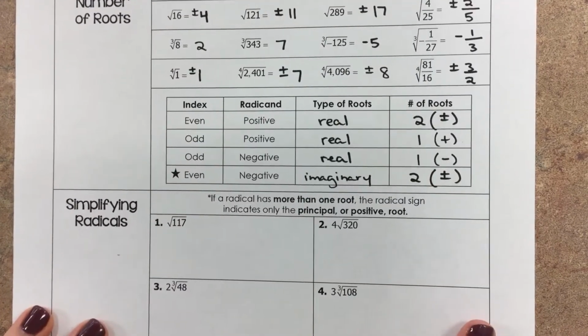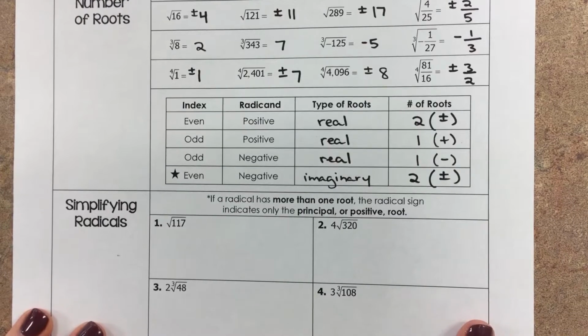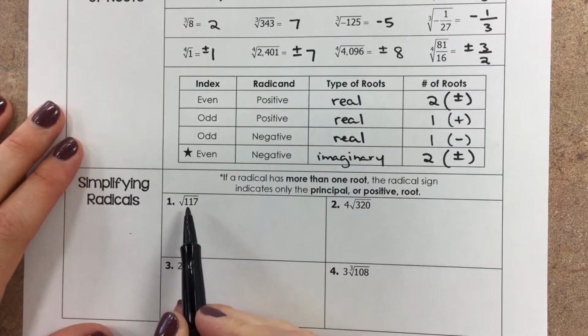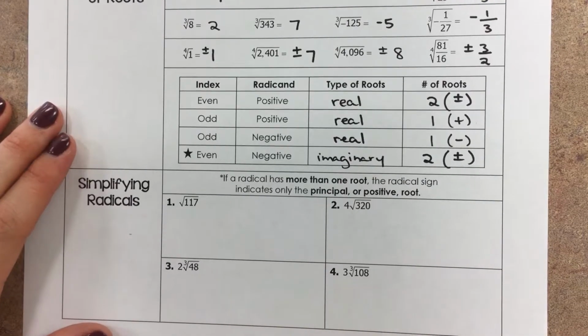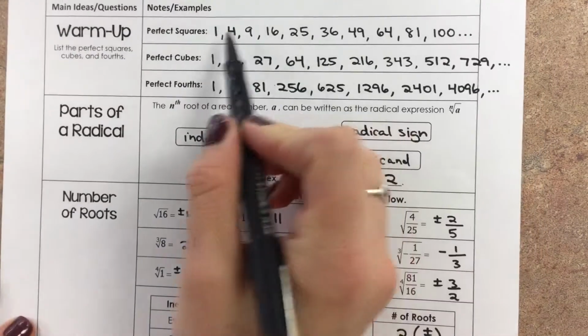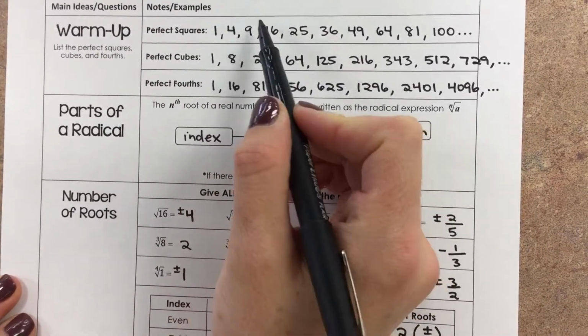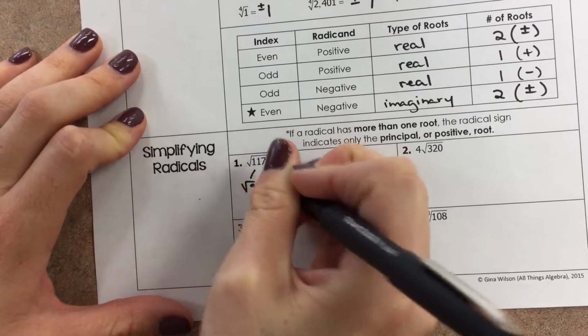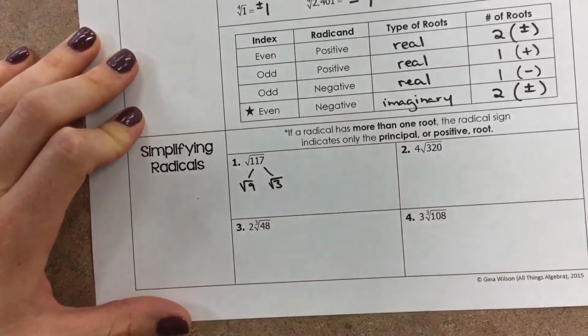So let's go through and start simplifying some of these. So simplifying radicals, we're going to do the odds. So this one right here, 117, not on our list, but you can play around and see what does go into 117, and it's divisible by 9. It's 9 times 13. So I can split this into root 9, root 13.